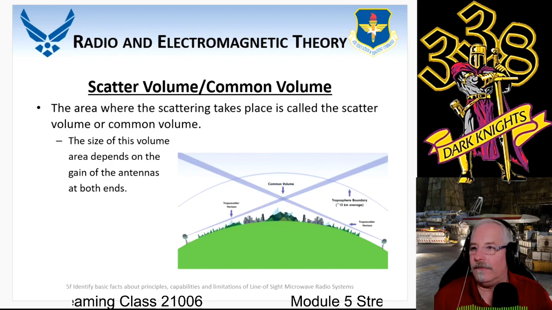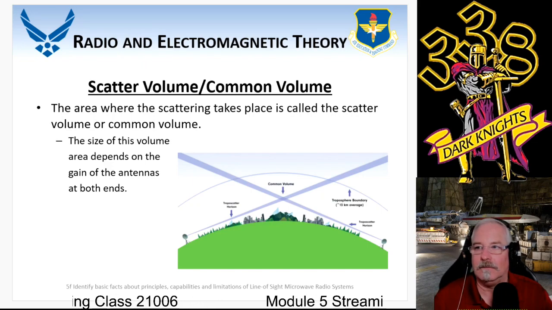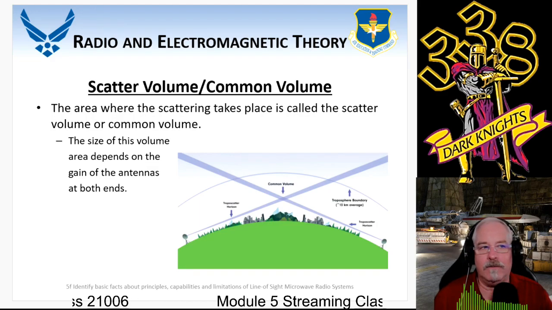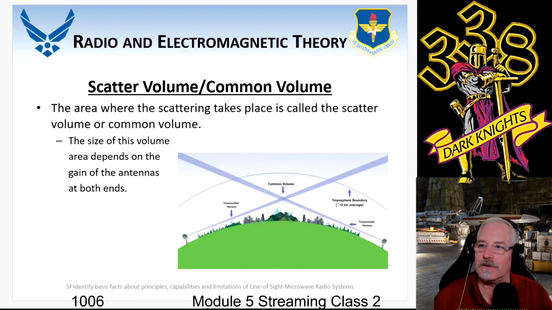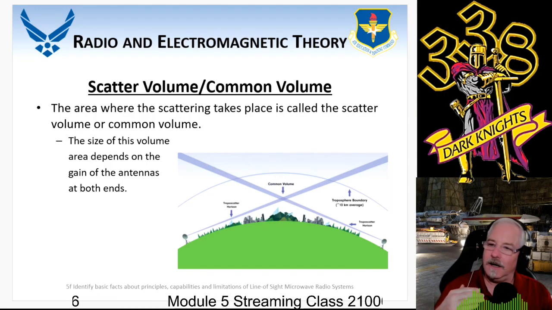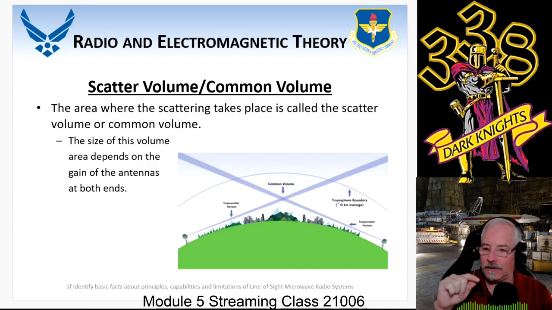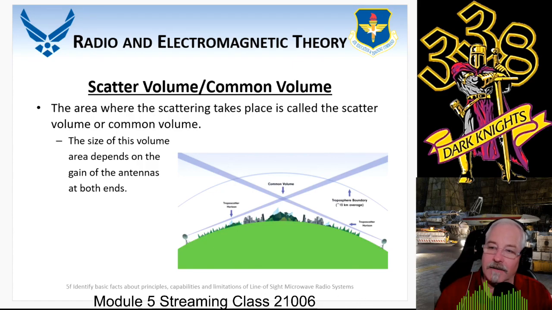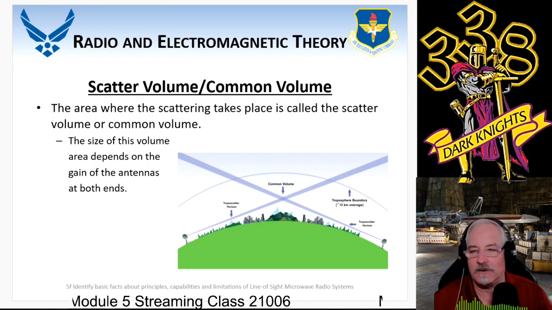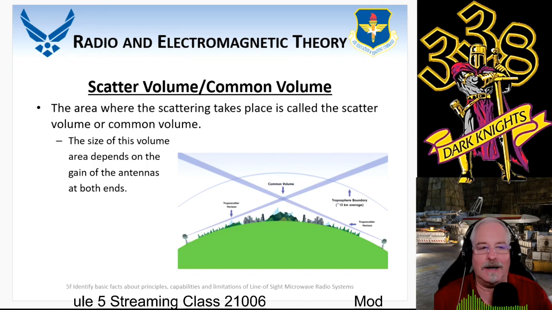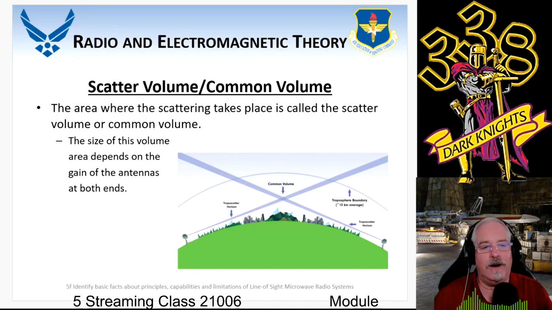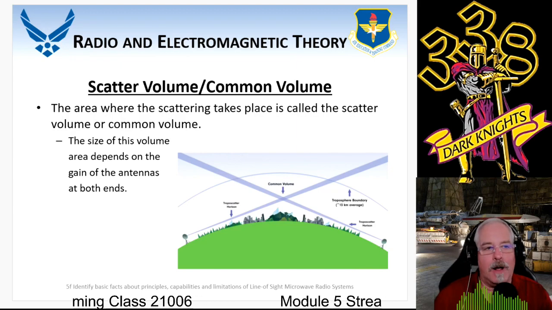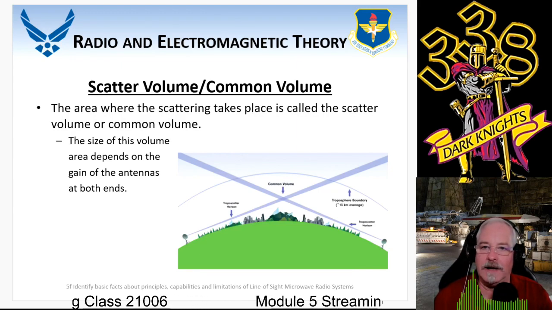When we look at that refraction point, there's a couple names that we give it. First of all, it's called the common volume or the scatter volume. This is where that little area has the place where it will get refracted back down to Earth. Most of it's going to keep traveling through to space. So it's just a very small portion, and you have to have a very good gain antenna on it. It's the reason why we use the parabolic dish with a good waveguide in.